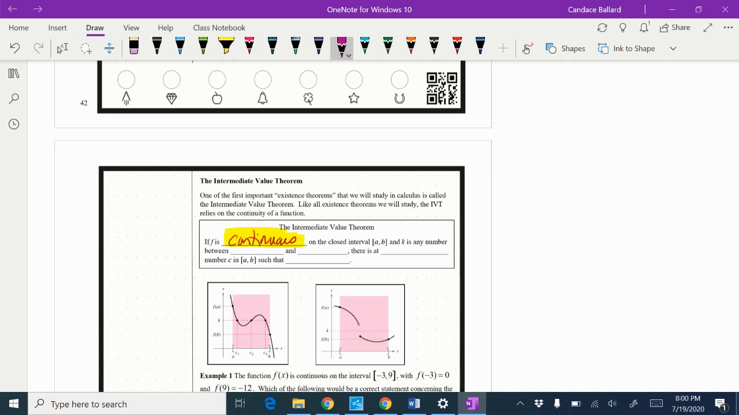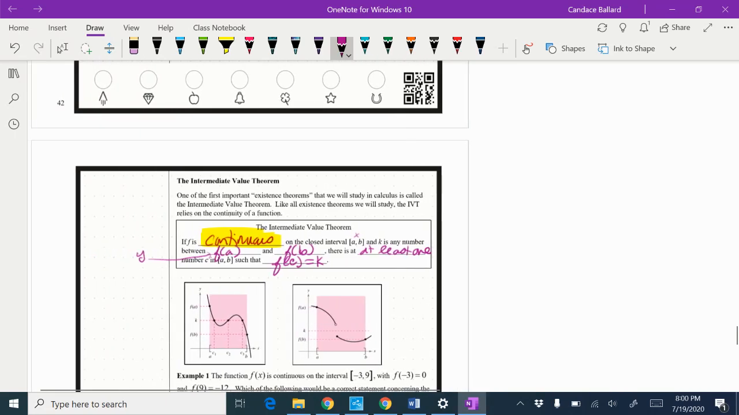So if f is continuous, and that is so important that I would make sure I highlighted, bold, starred that word, okay? On a closed interval from a to b, and k is any number between f of a and f of b. So basically it's saying that these are the x values here, then this other number here is some number that's between these y values. So those are the y's right there. There is at least one number c in a and b such that the y value, f of c, equals that number k that's between these two y values.